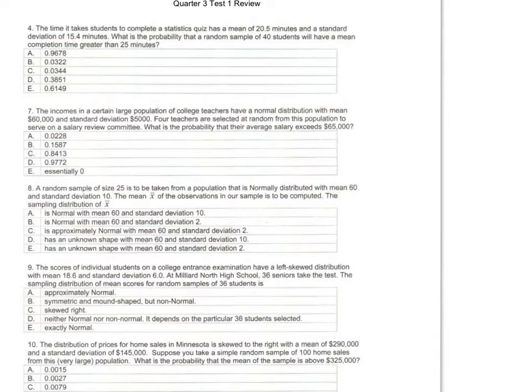Okay, so number 4 here at the top says the time it takes students to complete a statistics quiz has a mean of 20.5 minutes and a standard deviation of 15.4 minutes. What's the probability that a random sample of 40 students will have a mean completion time greater than 25 minutes? So I'm trying to find the probability that the average completion time is greater than 25 minutes.